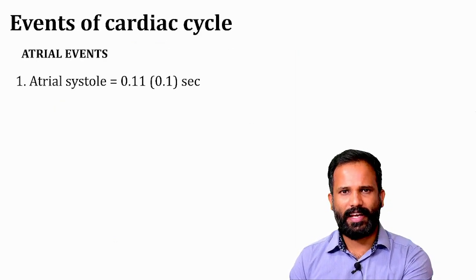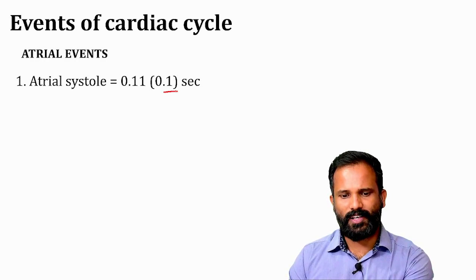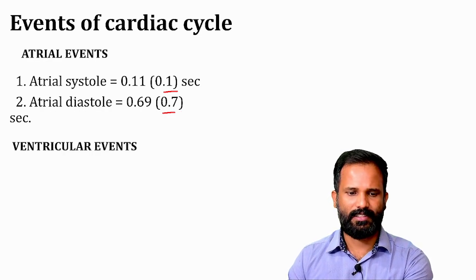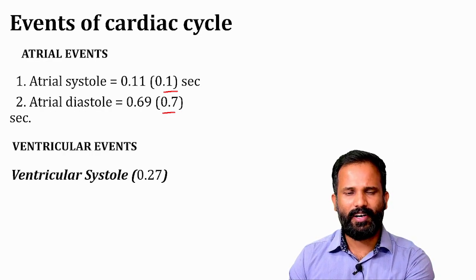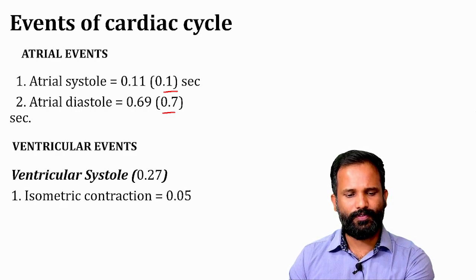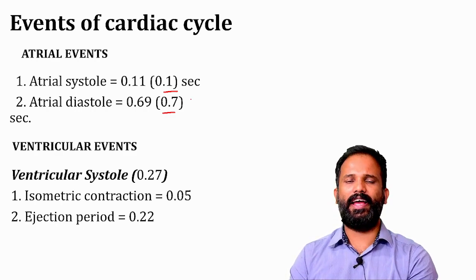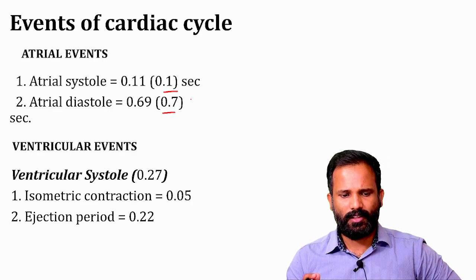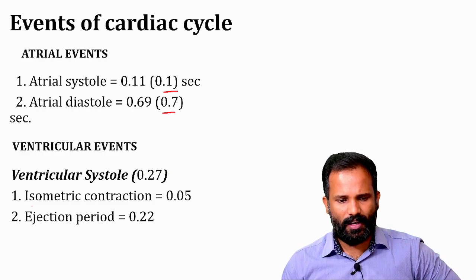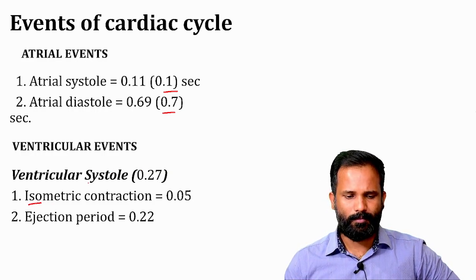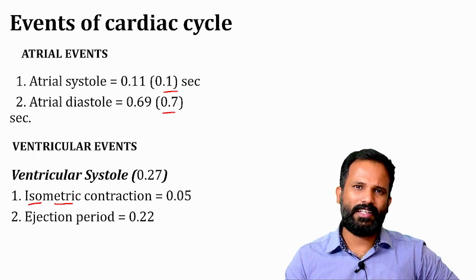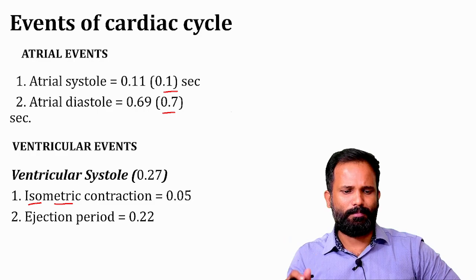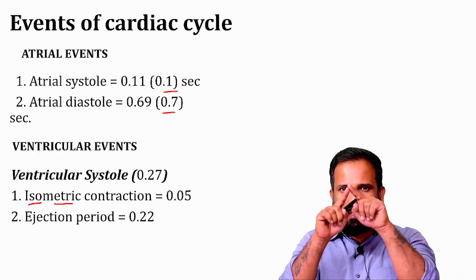So atrial events: atrial systole, which is 0.1 seconds, and atrial diastole, which is nearer to 0.7 seconds. And ventricular events: in ventricular systole there are two phases, isometric contraction and ejection. Ejection is again rapid and slow. Isometric contraction, the name itself says, iso means same, metric means length, or we can say isovolumetric. So the volume of the ventricle remains constant, but it undergoes contraction in a closed chamber.